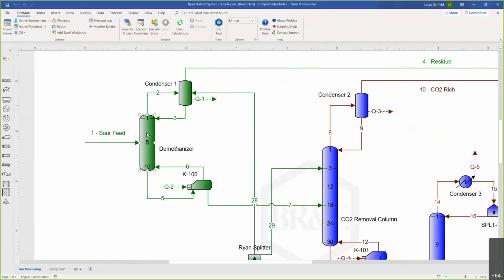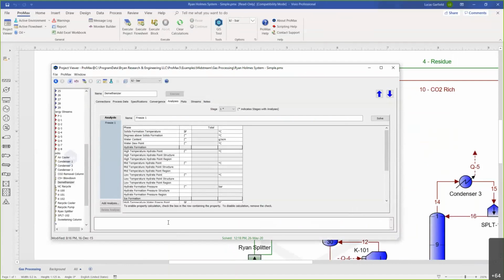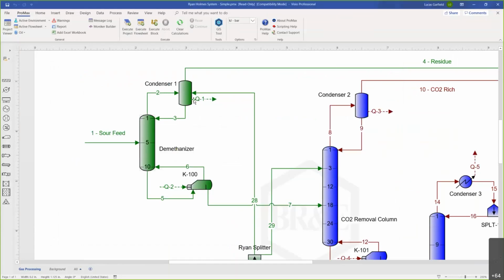if I open the column back up, now there are no warnings about dry ice formation. The column is going to be operating at a warmer temperature now that I've got those heavy hydrocarbons. So if I hover over, for instance, the stream of my residue, it was at about negative 90 previously. Now it's at negative 72. So the whole system's warmed up.